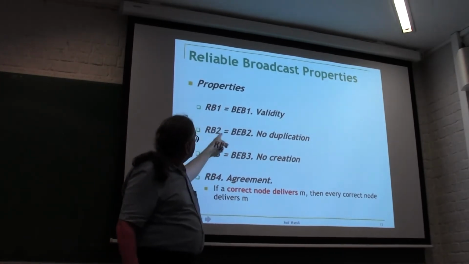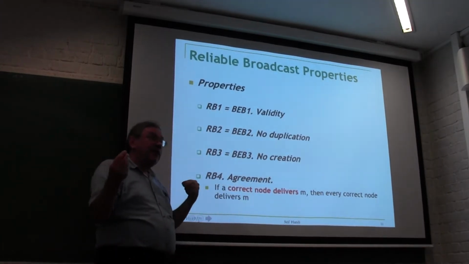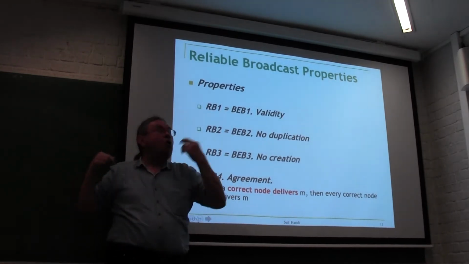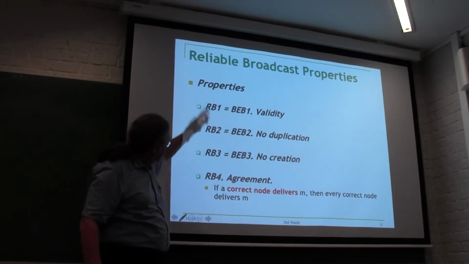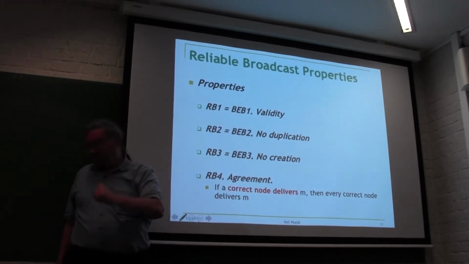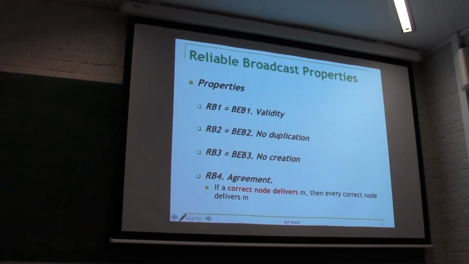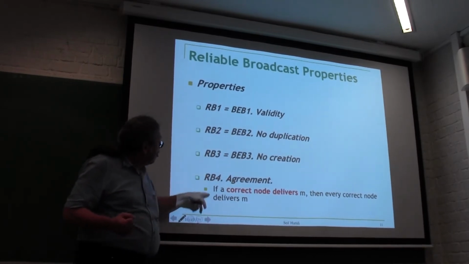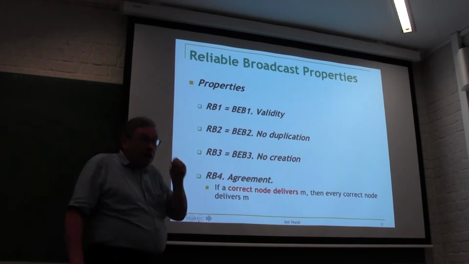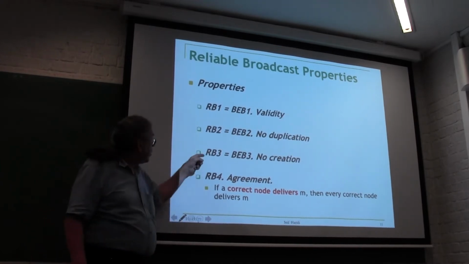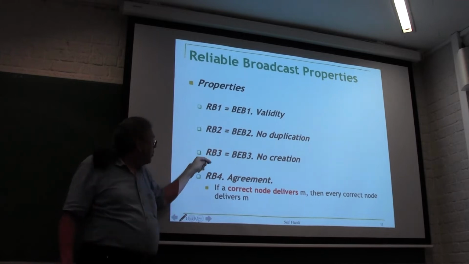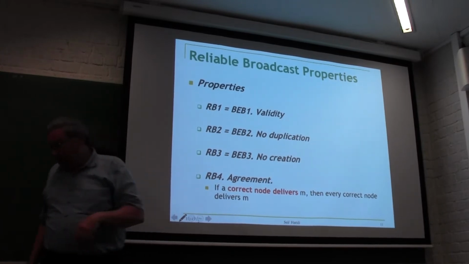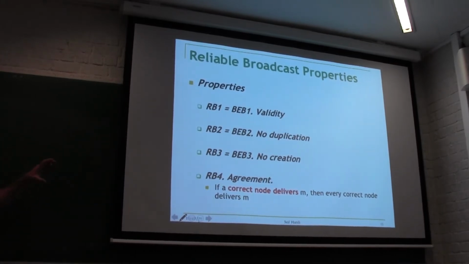We're going to keep all the best effort properties. So validity: if PI and PJ are correct, then PI and PJ will get it. But we're going to add something more. No duplication, no creation, we keep that. But we add an extra thing. RB does everything that best effort does, but it does more. Every RB execution will be a correct BEB execution, because these three properties are holding. But not inversely: BEB can do messy stuff, but RB will not do messy stuff.